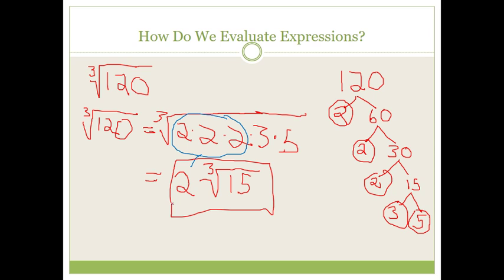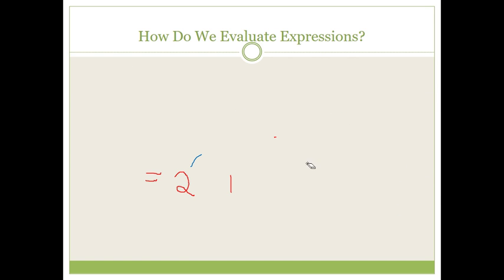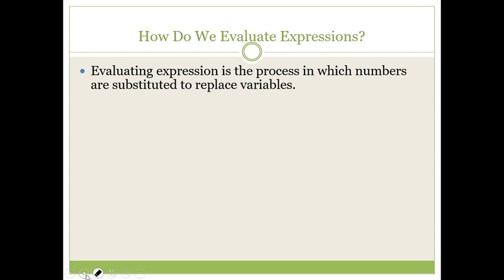All right, and that's why I prefer this method. If this was a 4th root, we'd be looking for 4 of a kind. If it was a 5th root, we'd be looking for 5 of a kind. All right, I'm going to go ahead and erase this. So moving on to evaluating expressions.